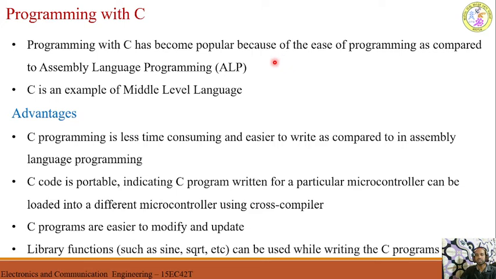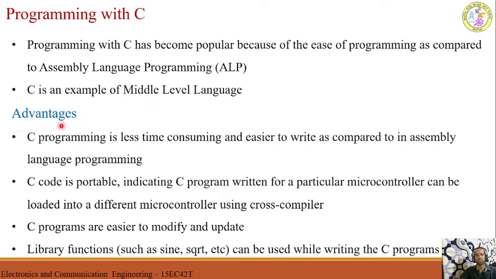Because of this reason, the program can be easily written with the help of C code as compared to assembly language programming. In some textbooks, it is mentioned that C is a high level language, whereas C is actually an example of a middle level language, which acts as a middle layer between the high level and the machine level language.